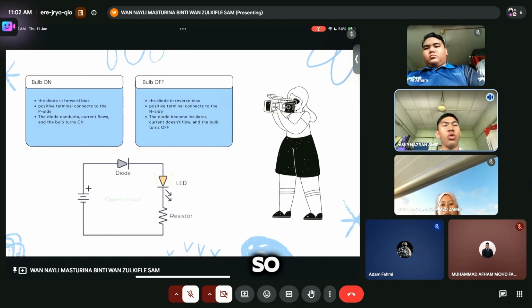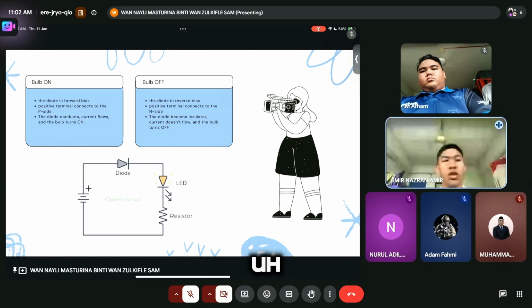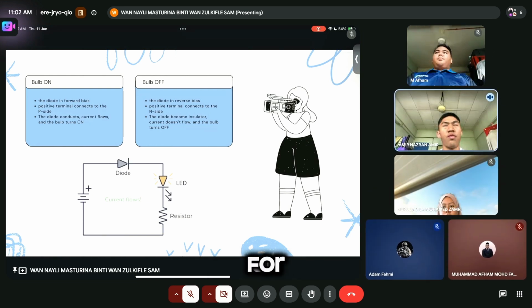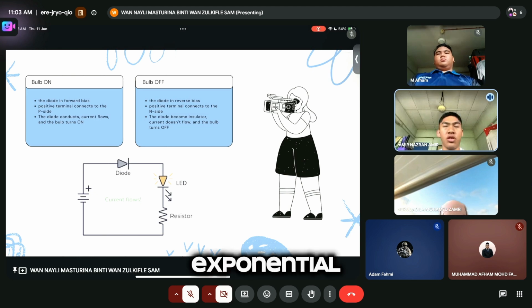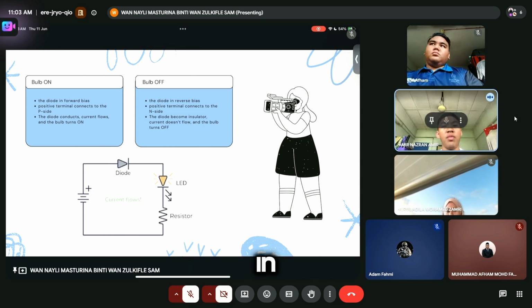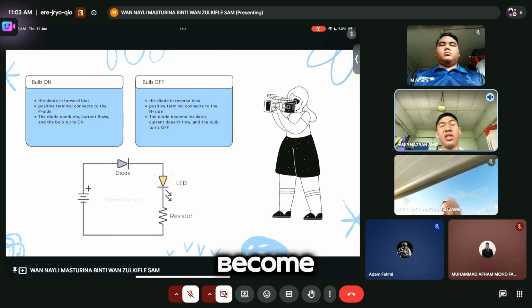Next. So this is the circuit demonstration. As you can see, for bulb on, the positive terminal will connect to the P side, the diode conducts, the current flows, and the bulb turns on. This matches the exponential current flow we just saw. In bulb off, the positive terminal will connect to the diode at the N side, and the diode will be in reverse bias. So the diode becomes an insulator, the current doesn't flow, and the bulb turns off.